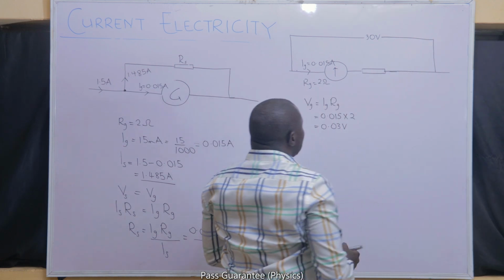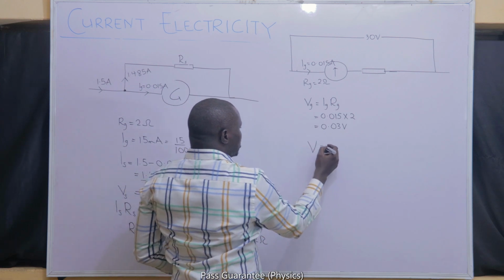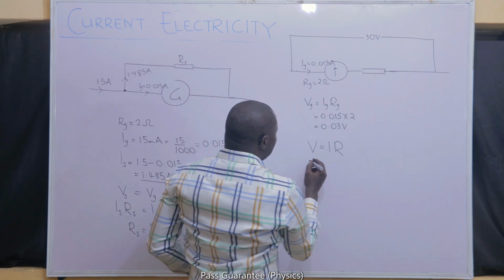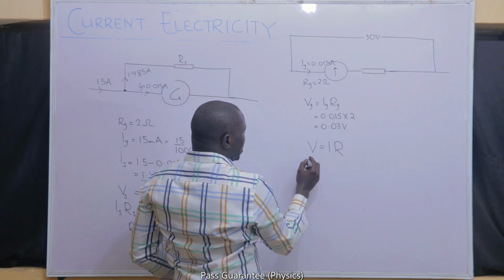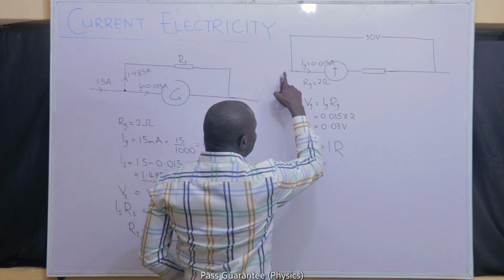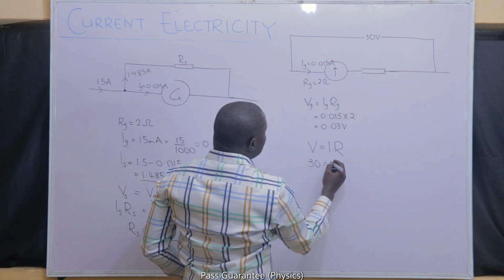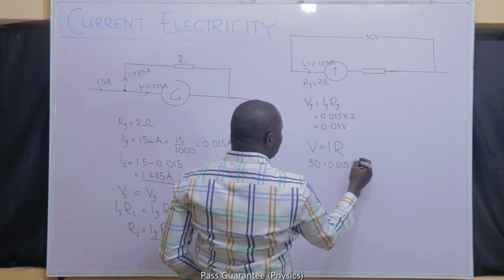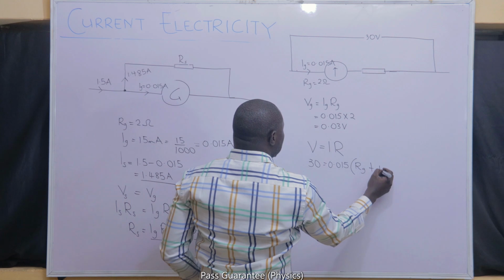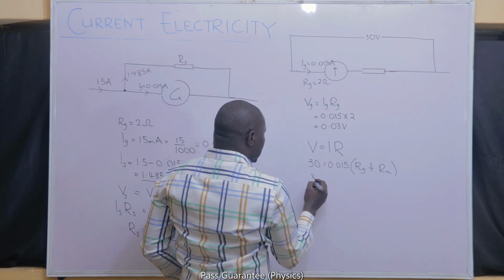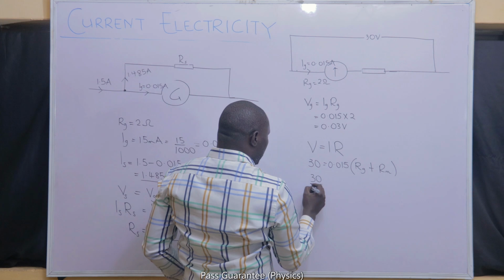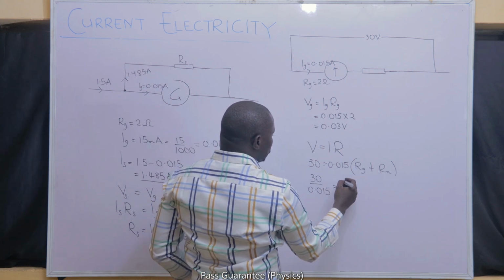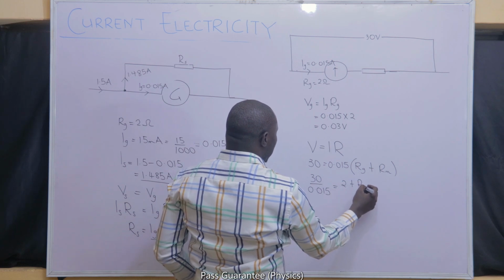If that is done, then I can now use V is equal to IR for this whole component. The V that I want to achieve is 30. The current passing through that line is 0.015. The resistance will now be the resistance of the galvanometer plus the resistance of the multiplier. That will be 30 divided by 0.015. It must be equal to the resistance of the galvanometer, which is 2, plus the resistance of the multiplier.